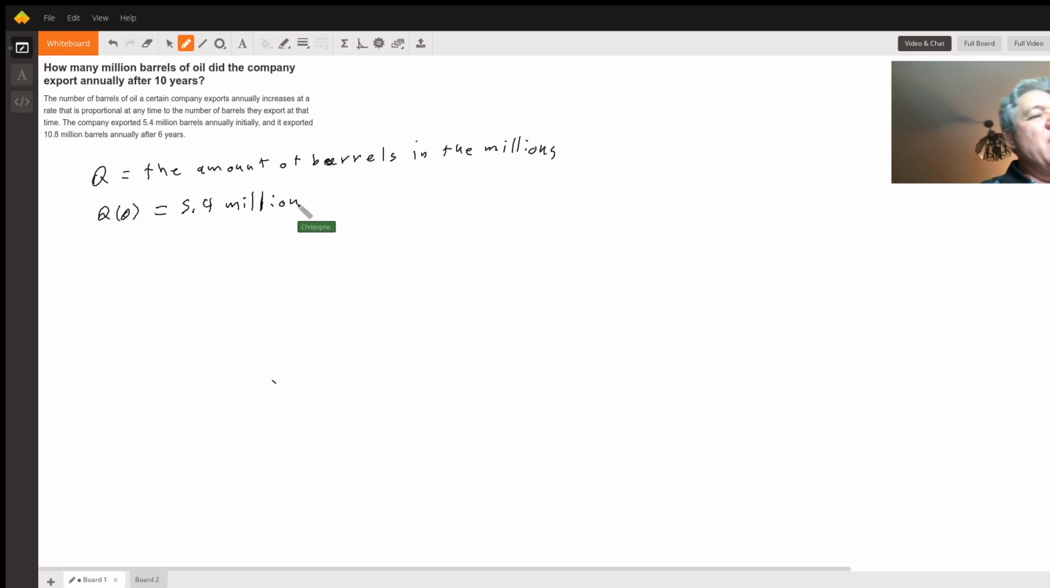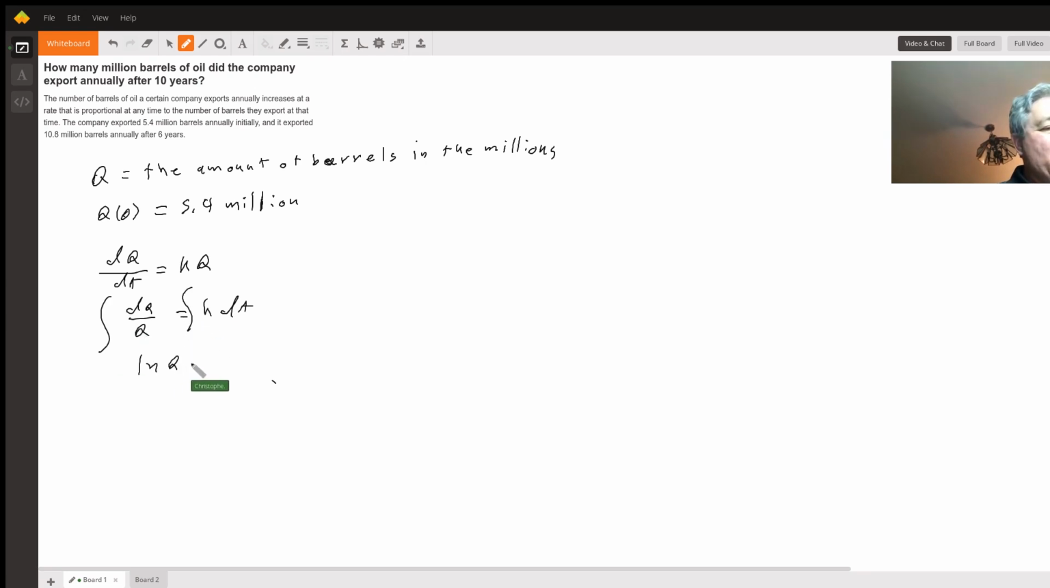The problem states that the rate of change, we could rewrite it as dQ/dt, is equal to some k, a constant of proportionality, times the present value of Q. It's a simple differential equation, and this can be easily solved by separation of variables. You say dQ over Q is equal to k dt, and you take the integral of both sides. This equals ln of Q equals kt plus c.